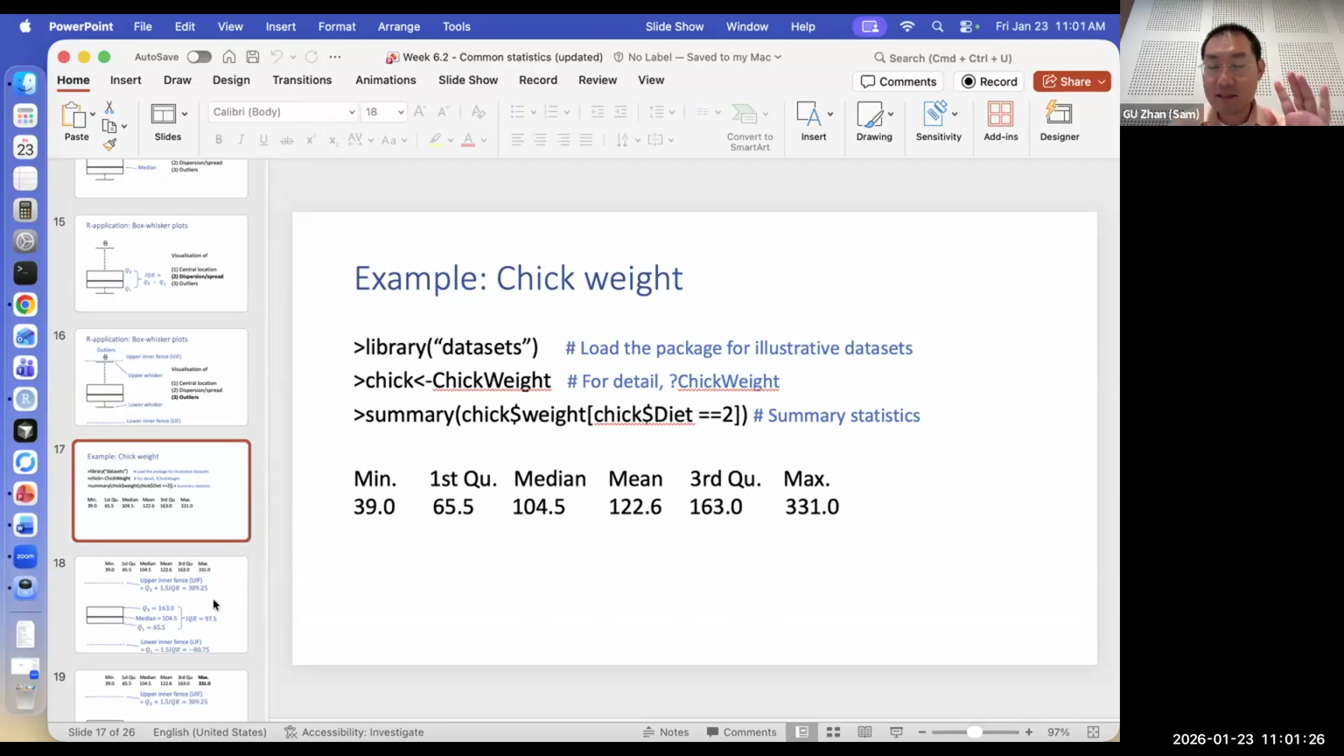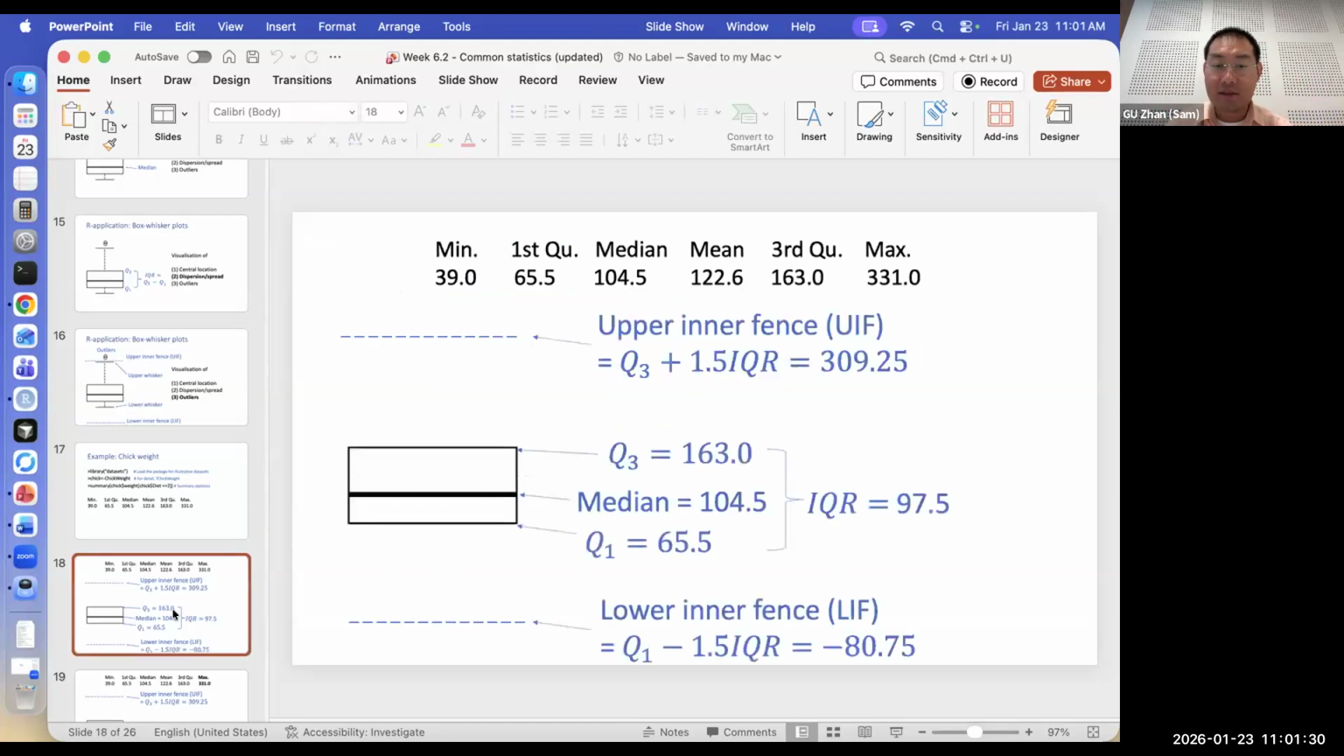Okay. So based on these 6, we can draw a box plot. So next we are seeing how to draw this box plot. First, you can find the median, Q3 and Q1. Okay, then next is to calculate the interquartile range. So interquartile range is Q3 minus Q1.